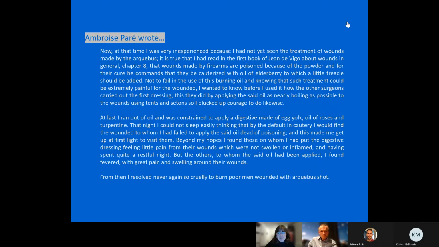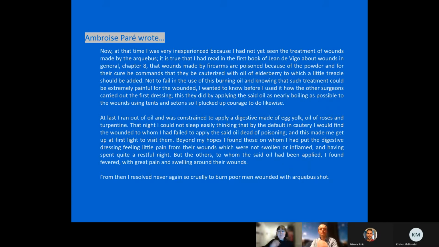So he talks about how he wanted to know before he used it how the other surgeons carried out the first dressing. So he's observing his fellow surgeons doing their work, and he's learning from that and carrying out that same work himself. That's what's going on in the first paragraph. As we move on to the second paragraph, then this is where chance comes in, right?